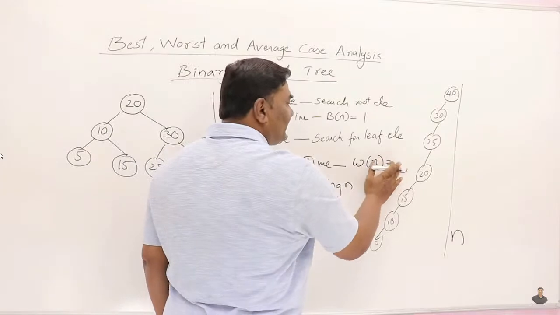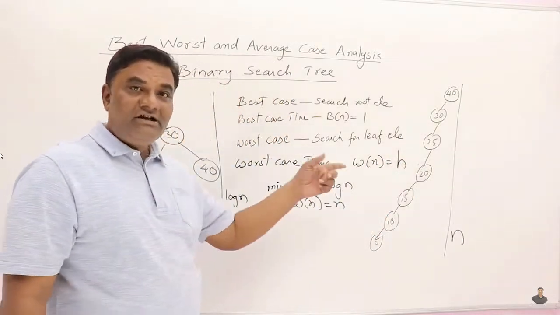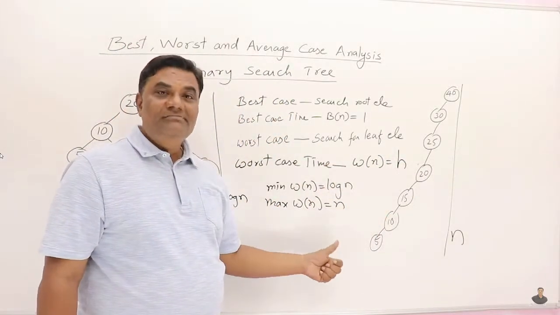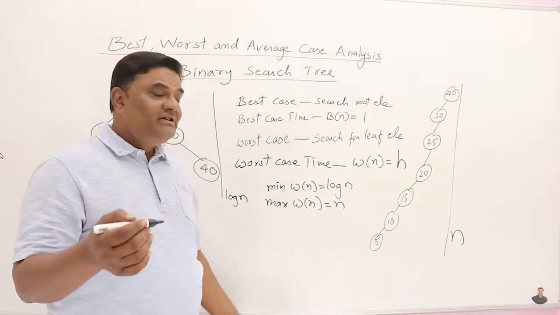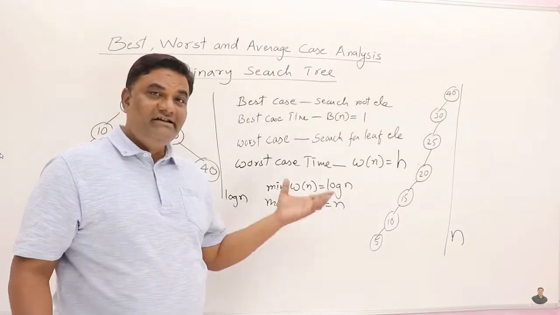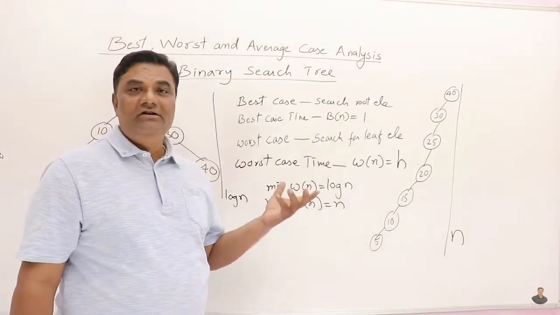I should not write log n here, I should write height of a binary search tree, h. Then what is h? That h can be as minimum as log n, as maximum as n. That's it. So these are the best and worst case analysis for binary search tree. Now this best case, worst case, we can write using any notation, just like how I have shown in linear search. I can use big O, omega, or theta, any notation.